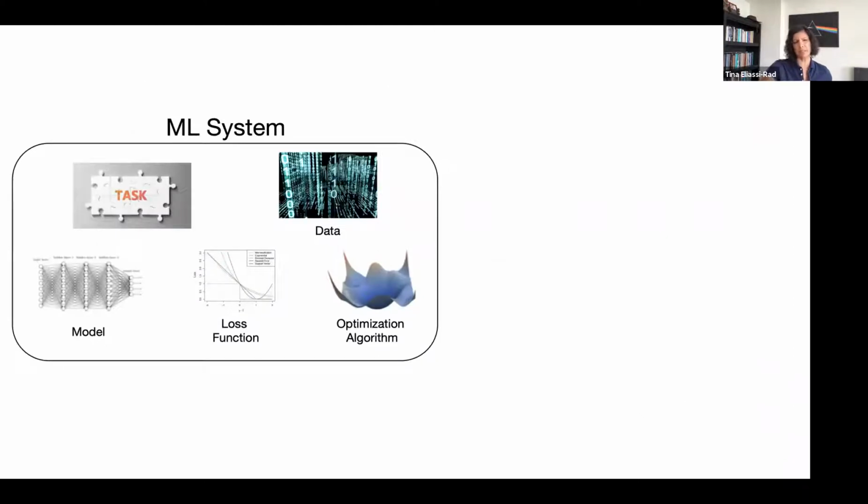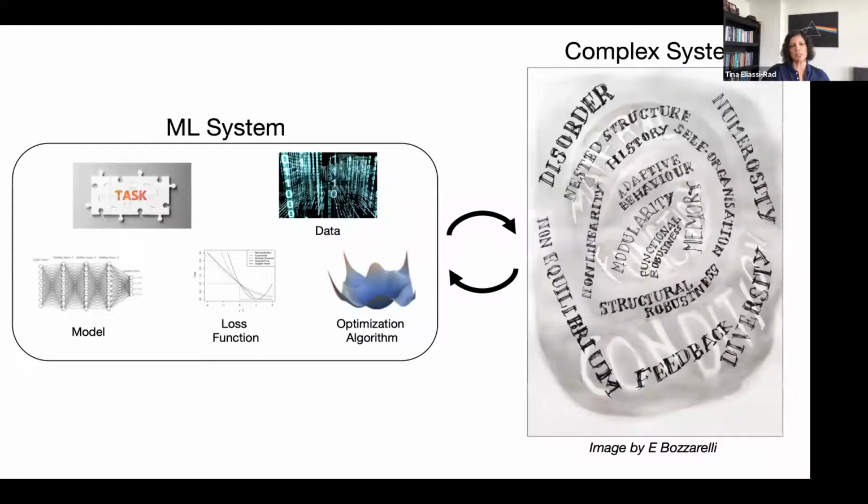So far, I've been talking about this machine learning system, issues with data, task, and model. I'm not going to go through loss function and optimization algorithms here. But if you're just looking at this, you're like a horse with blinders on. Because what is happening in this machine learning system is that it has a feedback loop with a complex system, which is our society. And complex systems have memory, and they have disorder, and they have diversity and feedback and non-equilibrium, and so on and so forth.